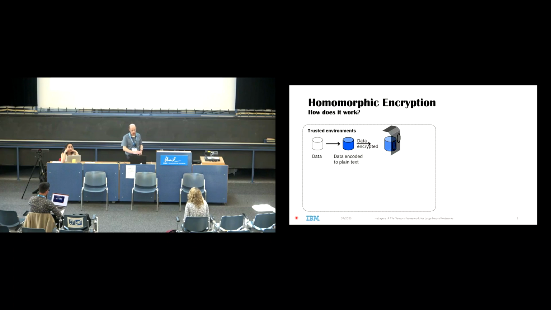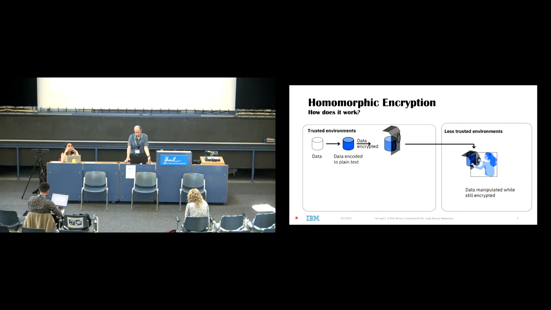So homomorphic encryption allows clients to encrypt sensitive data on a trusted environment, send it to an untrusted environment like a server, and because of the special property of homomorphic encryption, the server can manipulate the data, for example, compute neural network inference, and return the encrypted result back to the client where it can be decrypted.